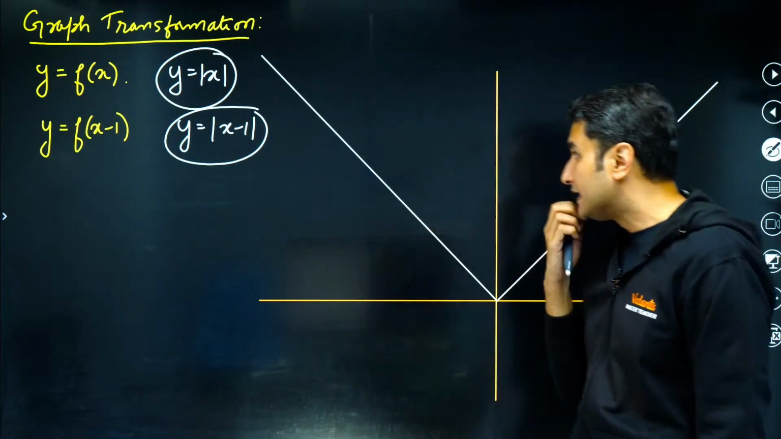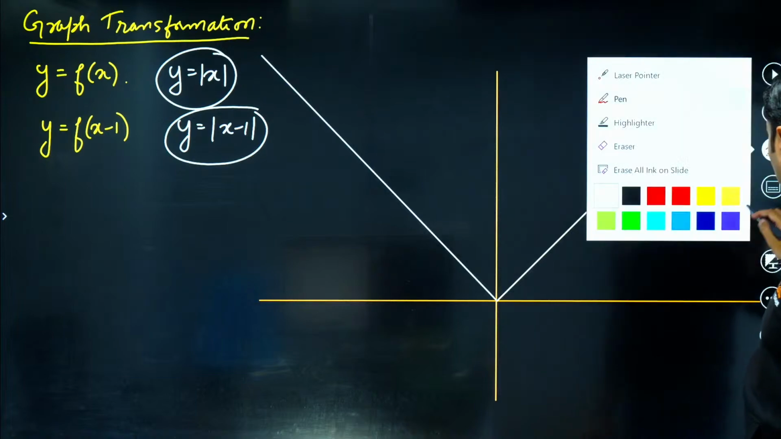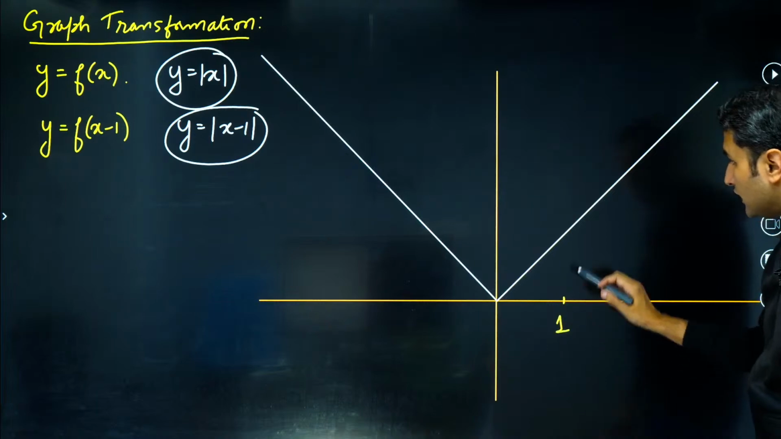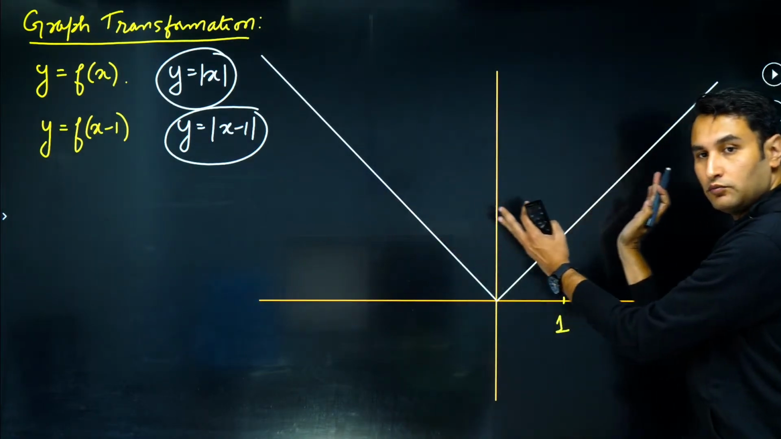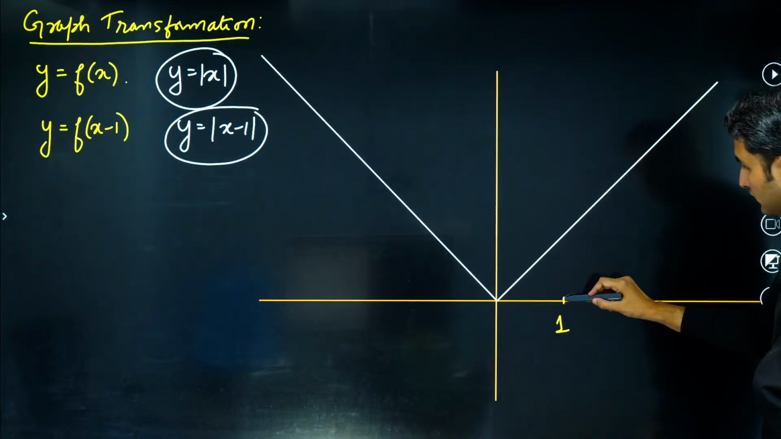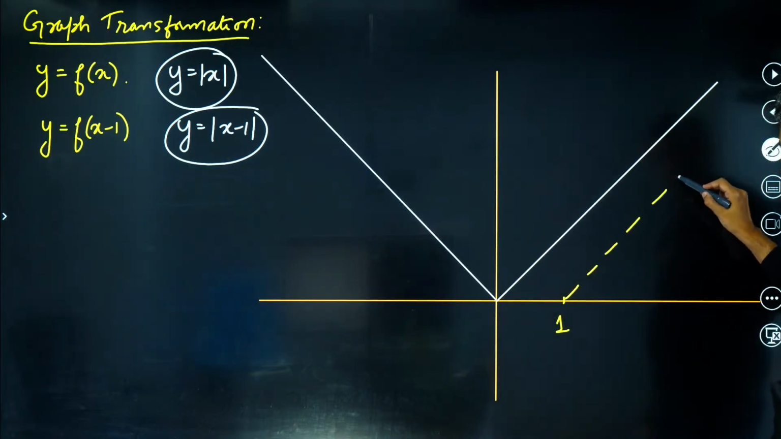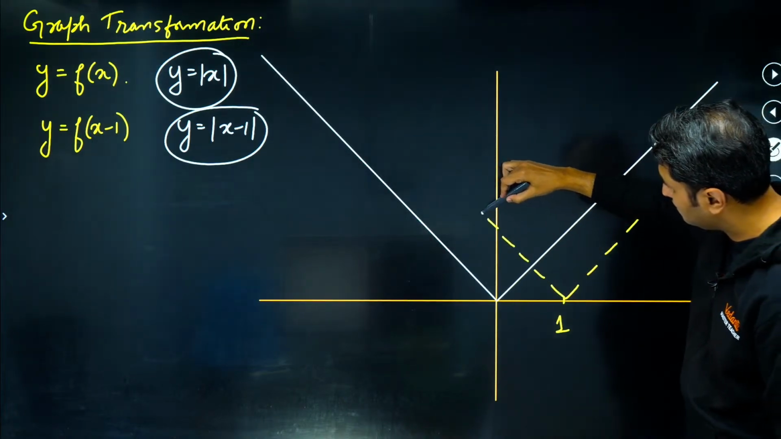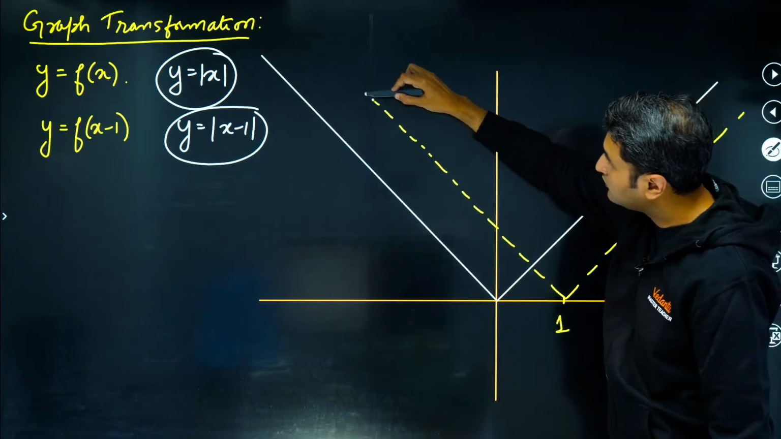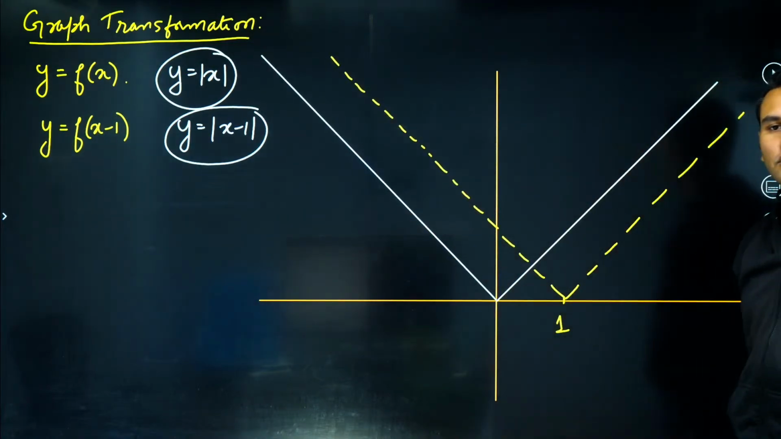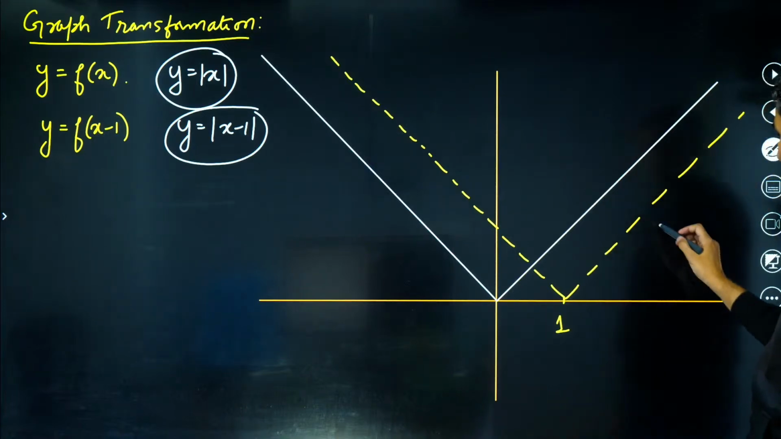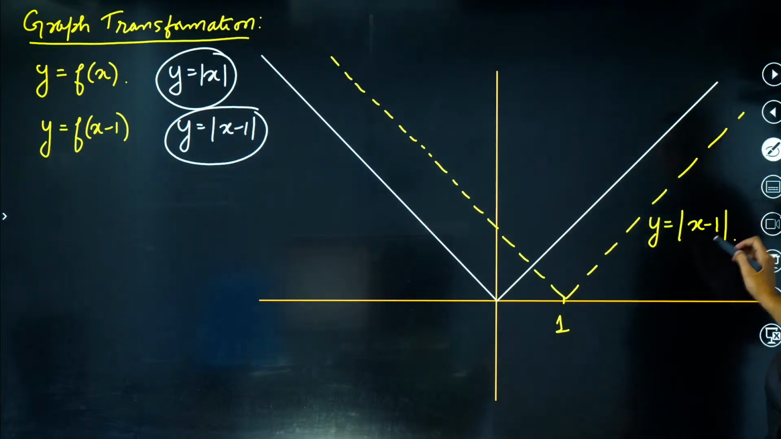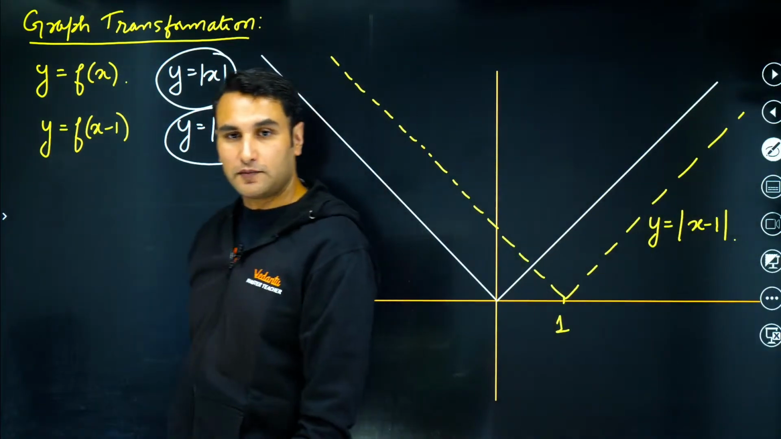It means its graph now will be this shifted by 1. See, this is 1. This entire V graph, move it by 1 towards the right. This is how the graph will look like. I'll explain why, but first note it down. So this yellow graph is y is equal to mod of x minus 1.